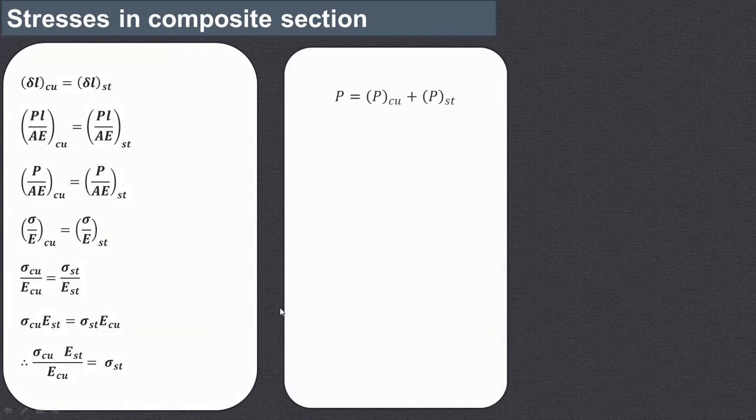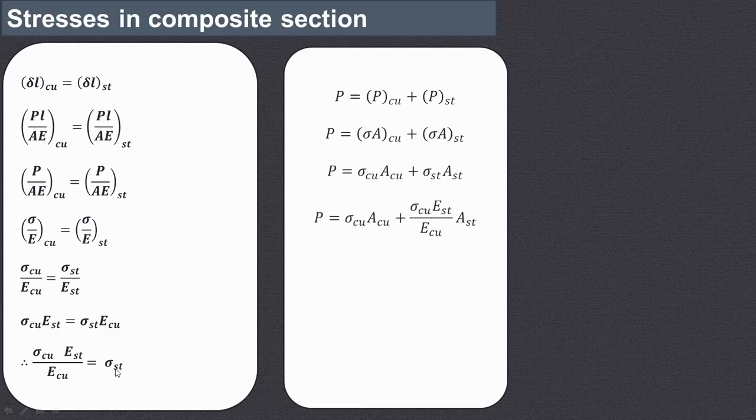Now total load will be load taken by copper plus load taken by steel, and we know that force, or load, is equal to stress into area. So we can say that it is stress into area of copper plus, in place of P, it is stress into area of steel. So it is sigma Cu into ACU plus sigma ST into AST.